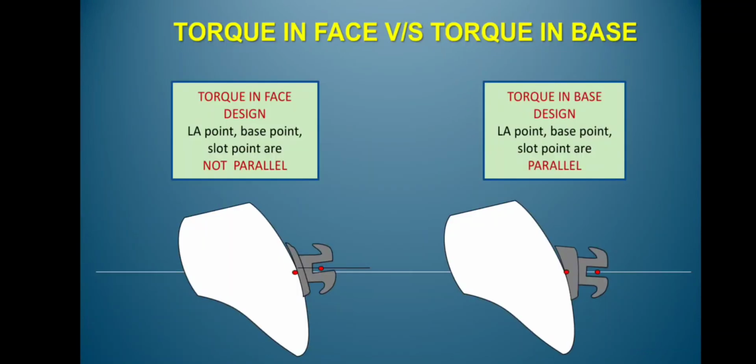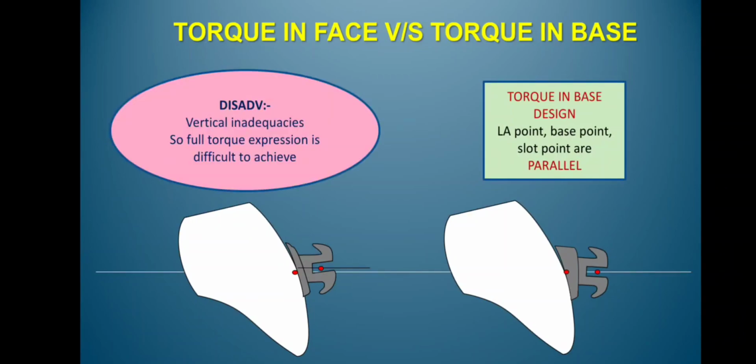Now coming to torque in phase versus torque in base. Torque in phase design: LA point, base point and slot point are not parallel. Disadvantage is, as these 3 points are not parallel, there will be vertical inadequacy. So, full torque expression is difficult to achieve.